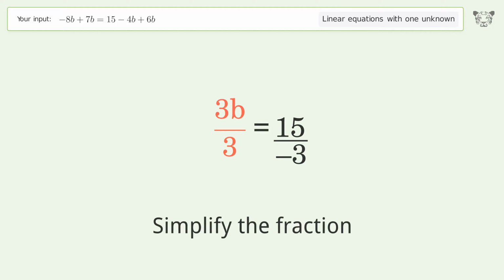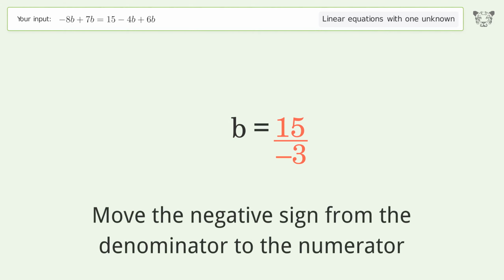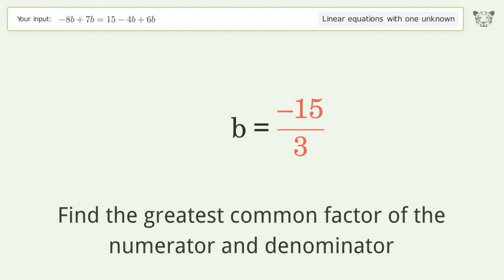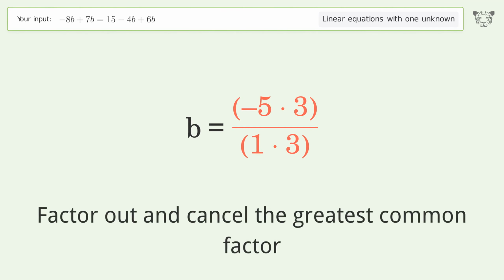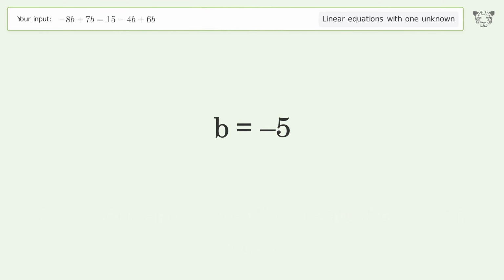Simplify the fraction. Move the negative sign from the denominator to the numerator. Find the greatest common factor of the numerator and denominator. Factor out and cancel the greatest common factor. And so the final result is b equals -5.